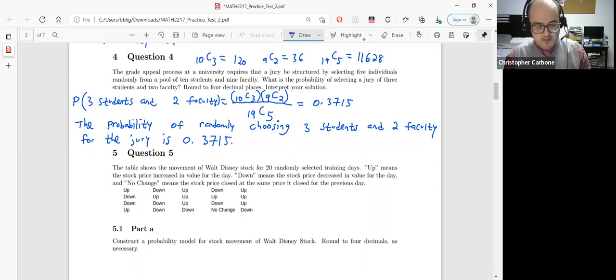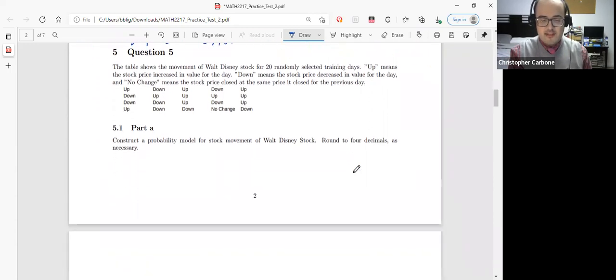For question number 5, the table shows the movement of Walt Disney stock for 20 randomly selected trading days. Up means the stock price increased in value for the day. Down means the stock price decreased in value for the day. No change means the stock price closed at the same price it closed for the previous day. Part A wants a probability model for the stock movement of Walt Disney stock, rounding to 4 decimals as necessary. So we need to build our table.